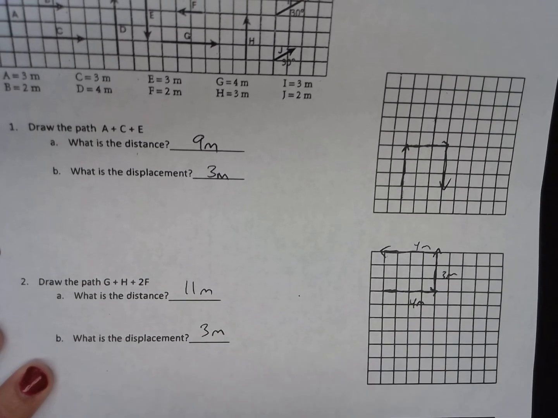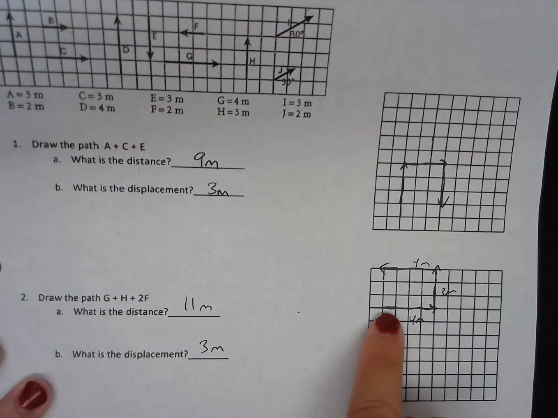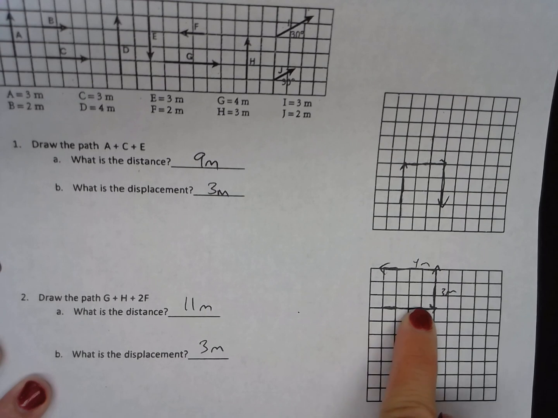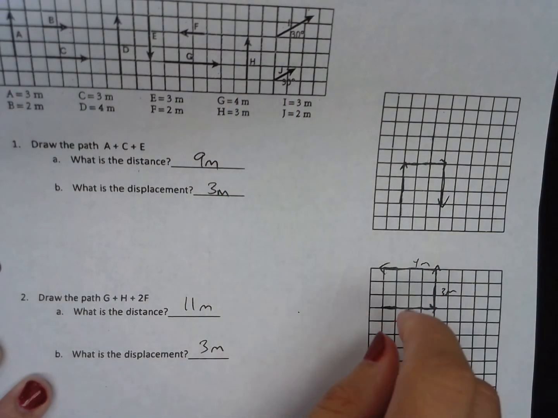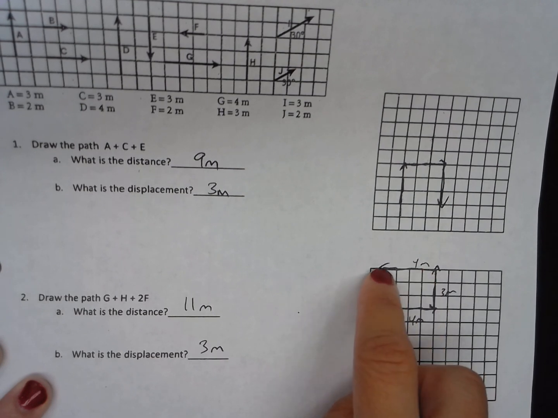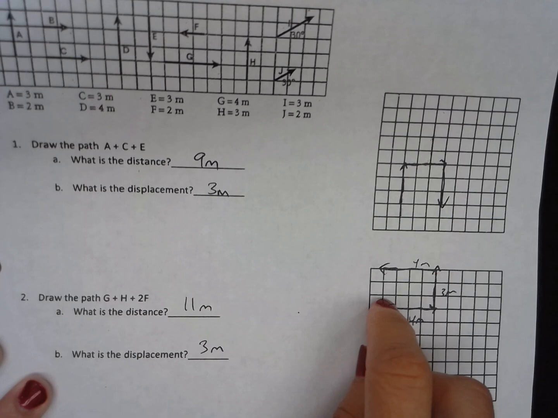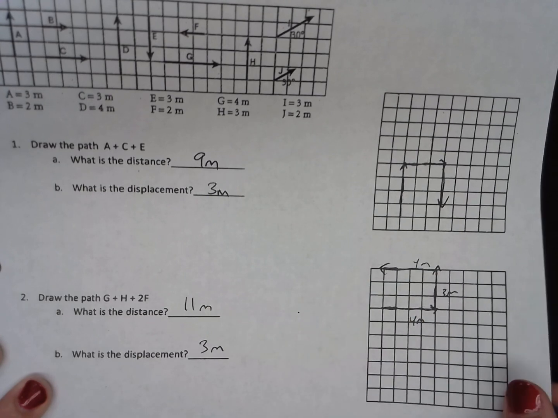So I'm going to look to see what G is. So G is 4 to the right. And so I'm going to start my journey off going 4 to the right. H is 3 up. There's H up here. And then F is 2 to the left. So since it's twice of F, I'm going to double that. So 2F, so 4 to the left. So I stop here, distance, entire journey. So 4 plus 3 plus 4, 11. Displacement, I'm 1, 2, 3 boxes away.